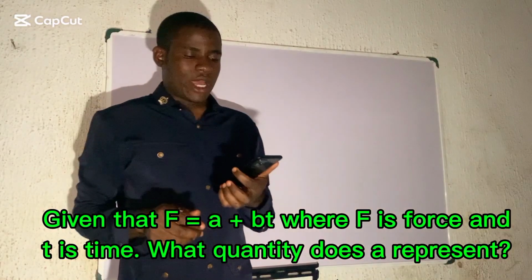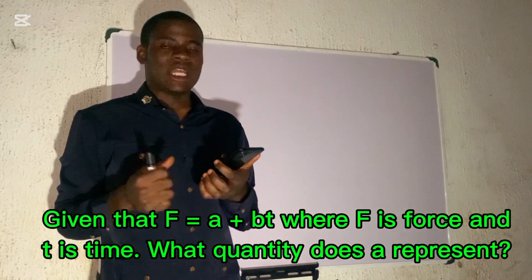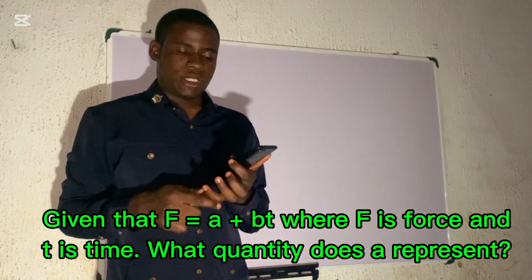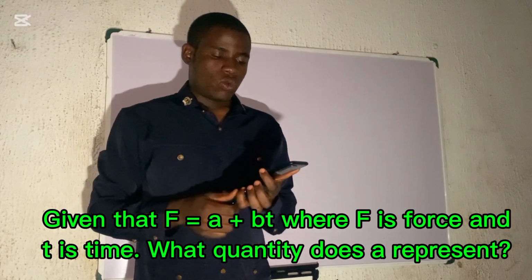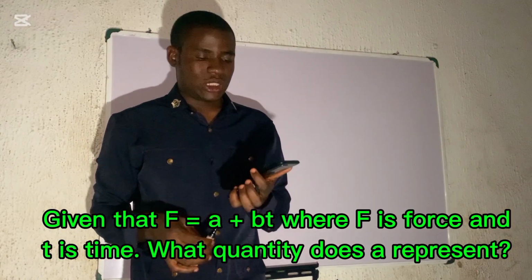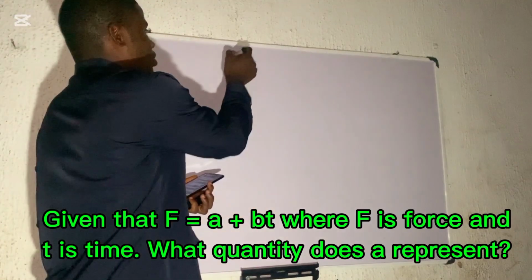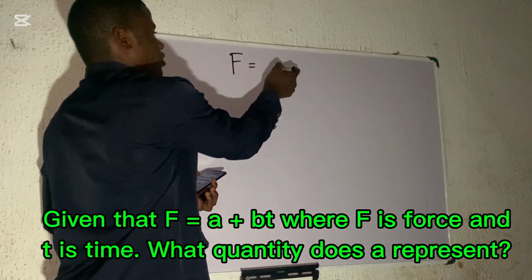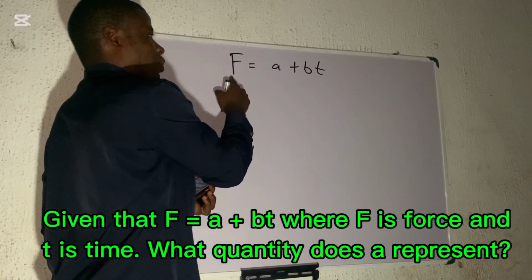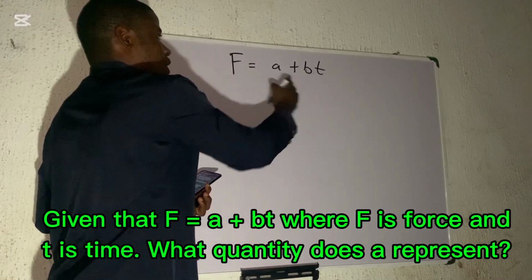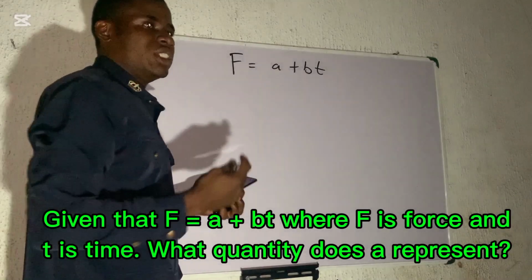On our screen today, we have the question and it says, given that F equals A plus BT, where F is force and T is time, what quantity does A represent? They give us the equation which says that F equals A plus BT. They told us that F is force and T is time. They are now looking for the quantity that A represents.